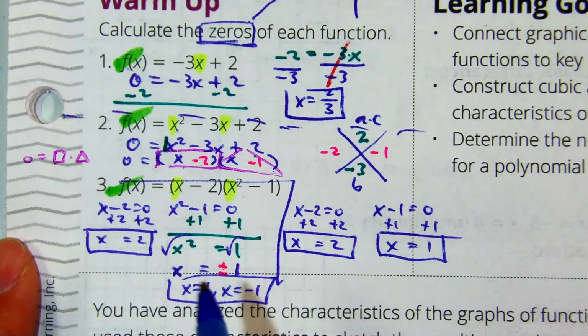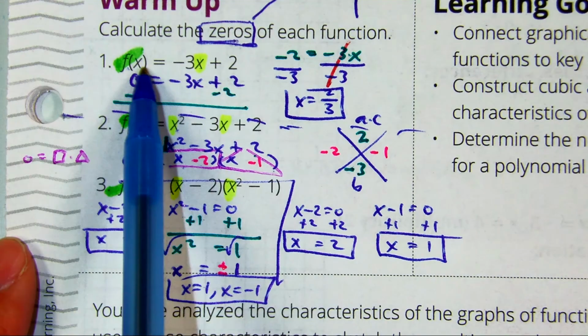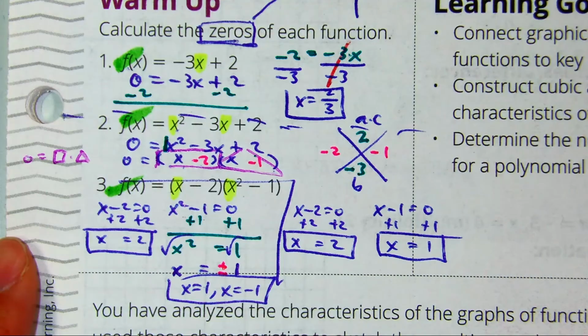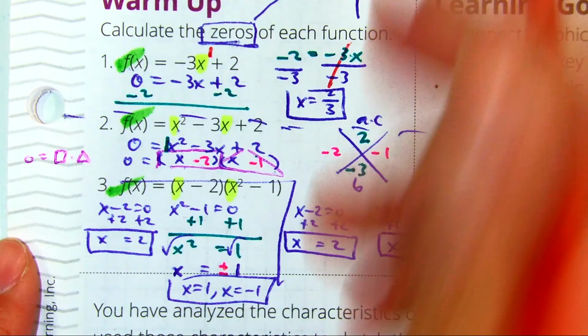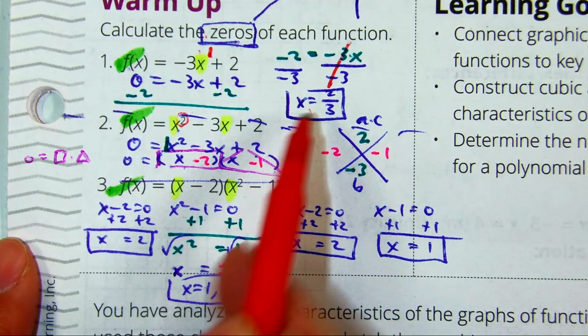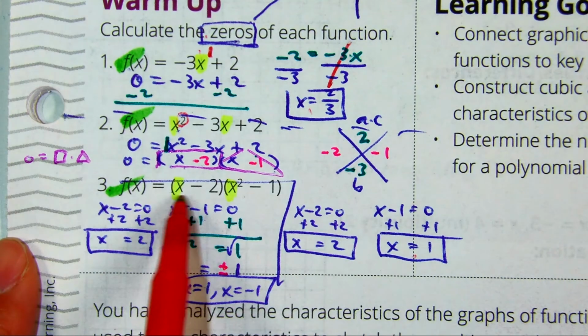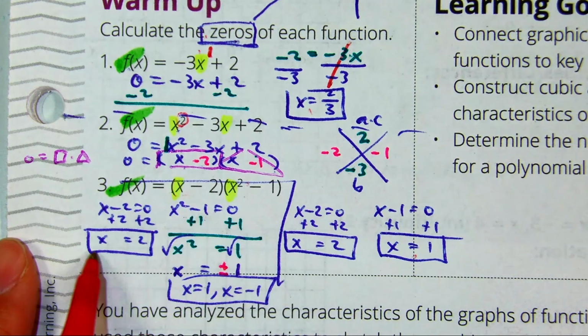In this last problem, I have 3. 1, 2, 3. So what's the difference? This is a linear, x to the first. This is a quadratic, 2. So I had one solution for a linear, and the quadratic had 2. And then this is a cubic. X times x squared is x cubed, which means I have 3 solutions. 1, 2, 3.